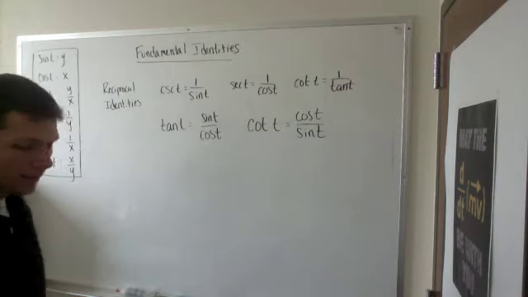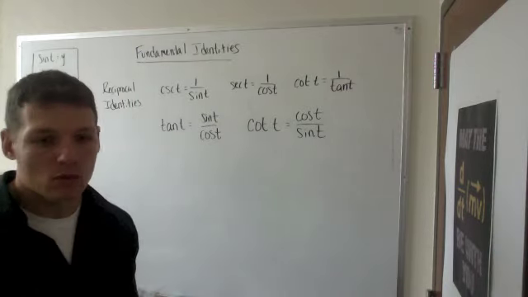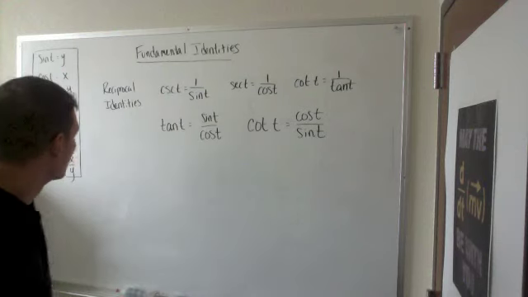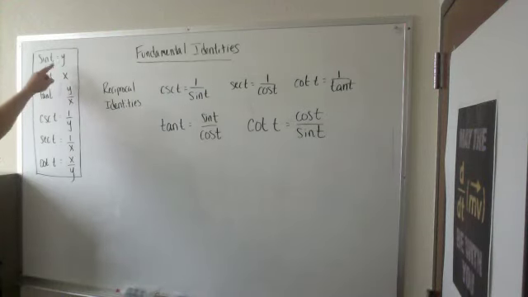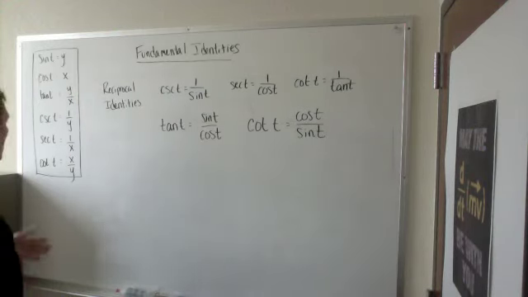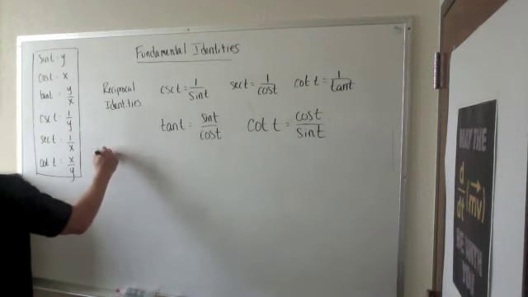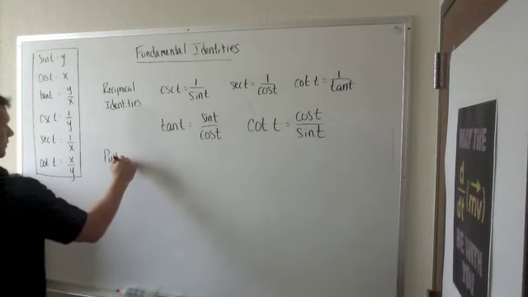Now, as you remember, we know that x squared plus y squared equals 1. We know what x is. We know what y is. Therefore, we can establish that. These are called the Pythagorean identities.